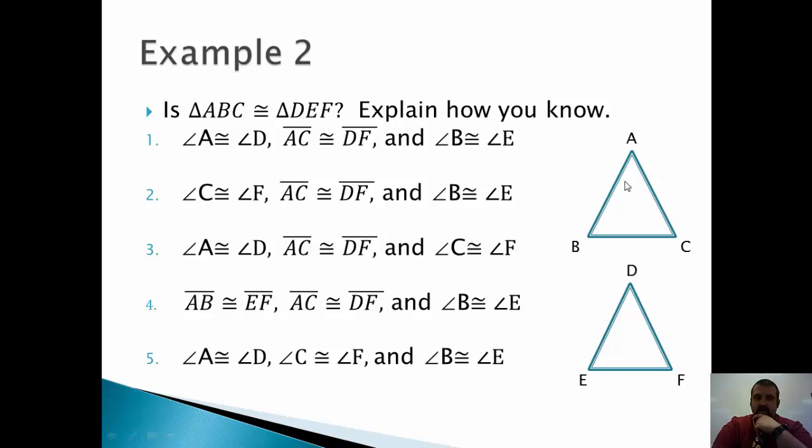Angle B, angle A, segment AC. So it's angle, angle, side. Going in the same order, angle E, angle D, and segment DF. It does match up. It is the correct order. These two are congruent. Triangle ABC is congruent to triangle DEF by angle, angle, side.